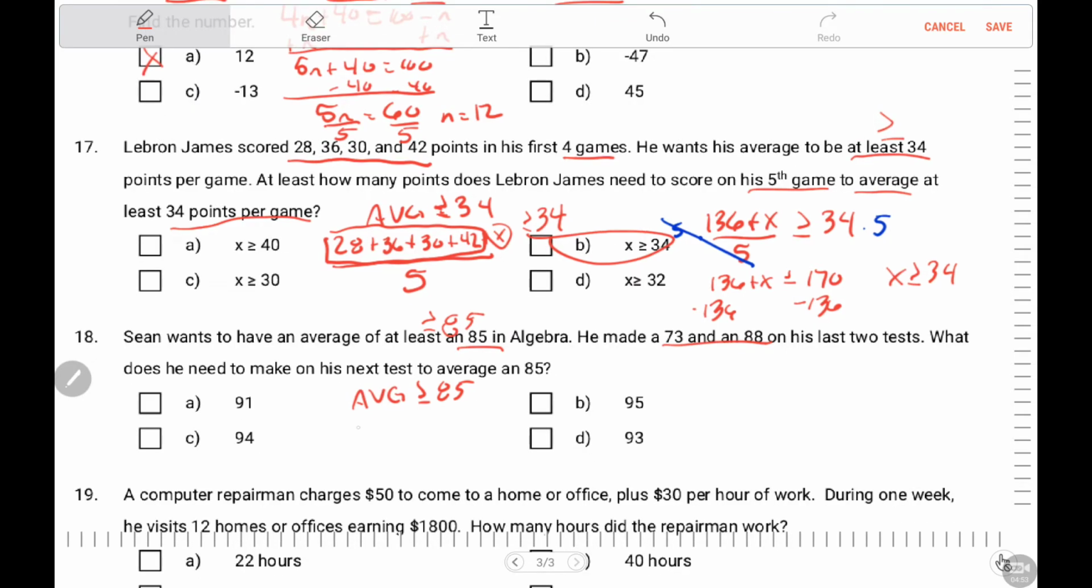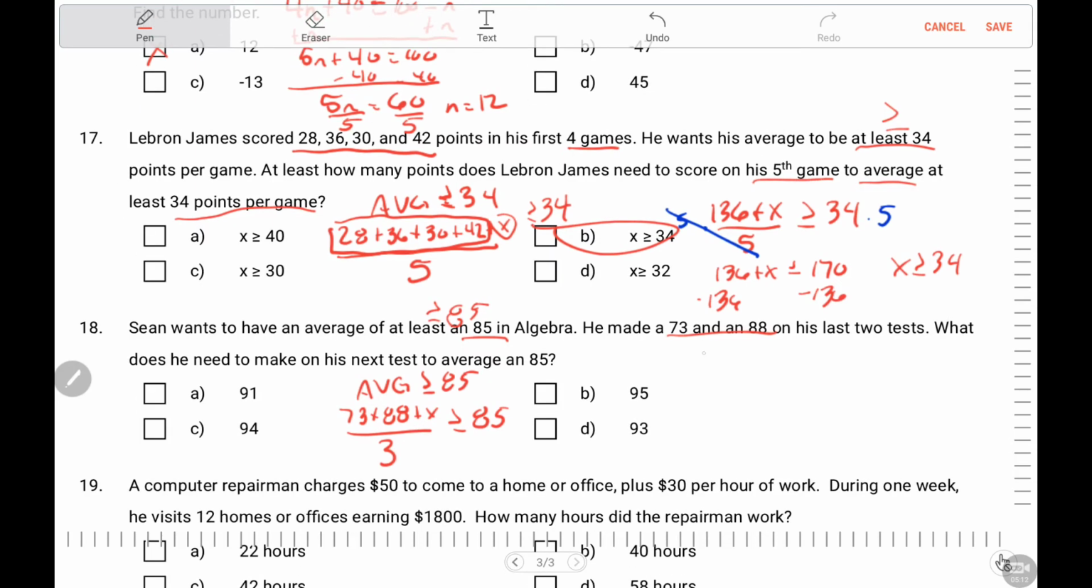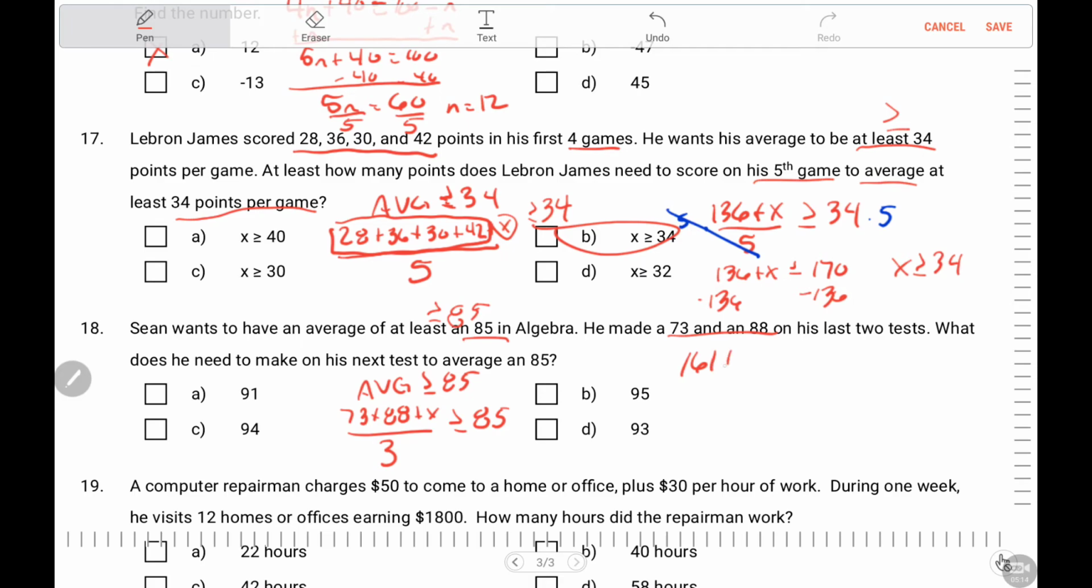Well, we know to find an average, you just add everything up and divide by the number of terms. So we don't know what the third test is, but we know there's 3 of them, and it needs to be greater than or equal to 85. So there's how we set it up. All our terms added, divided by the number. Simplify a little bit, you get 161 plus x divided by 3 greater than or equal to 85.